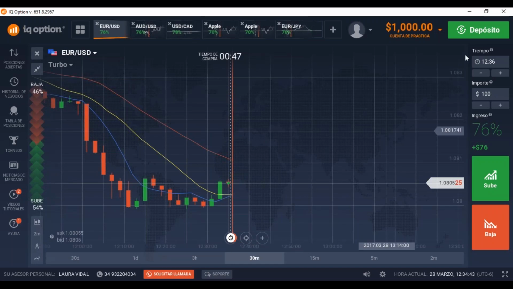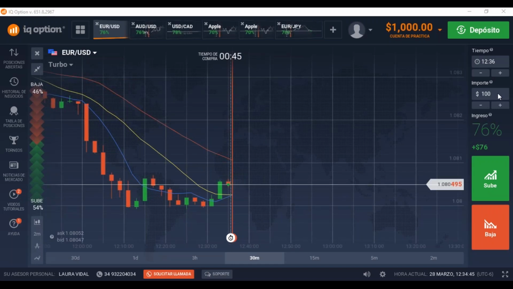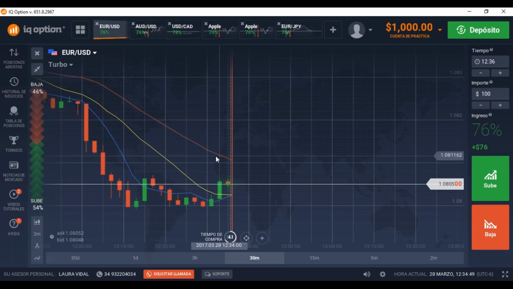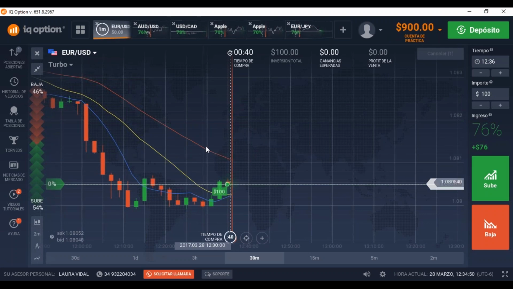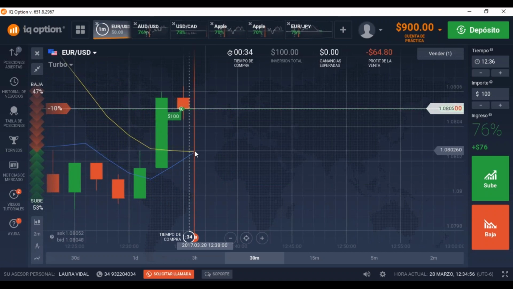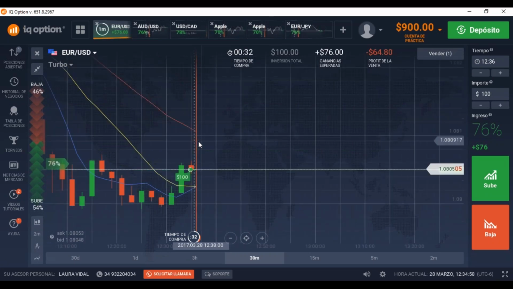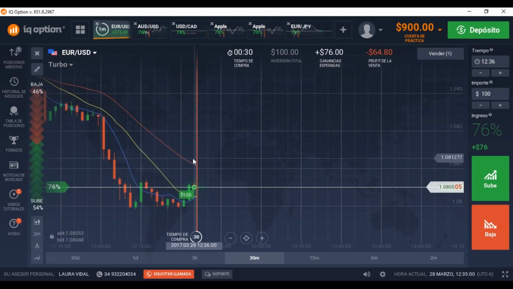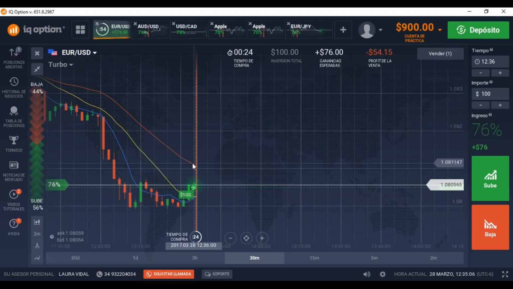So right now we have a great opportunity for expiry at 36. Let me enter right now while I explain to you guys. Okay, so basically when the blue line is going across the yellow line, that is when we're going to enter the transaction, either going up or going down. Pretty simple.